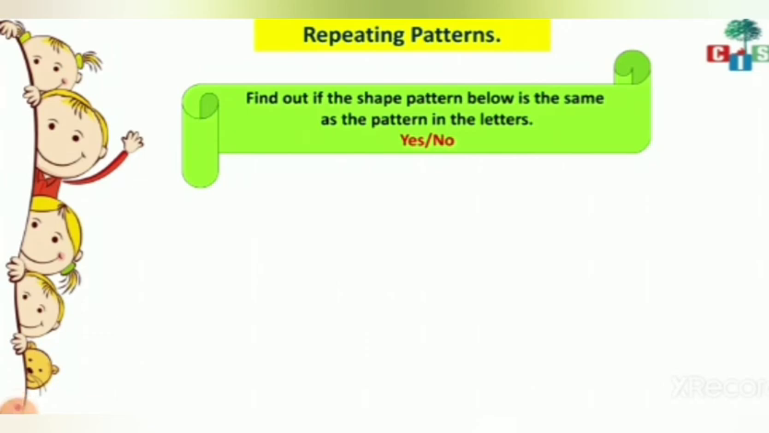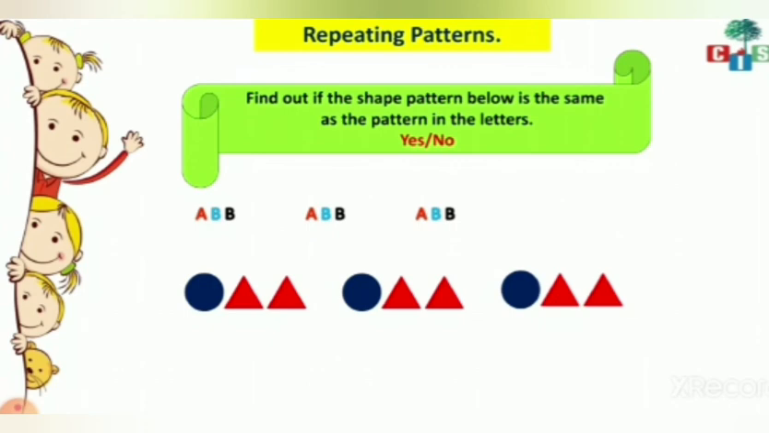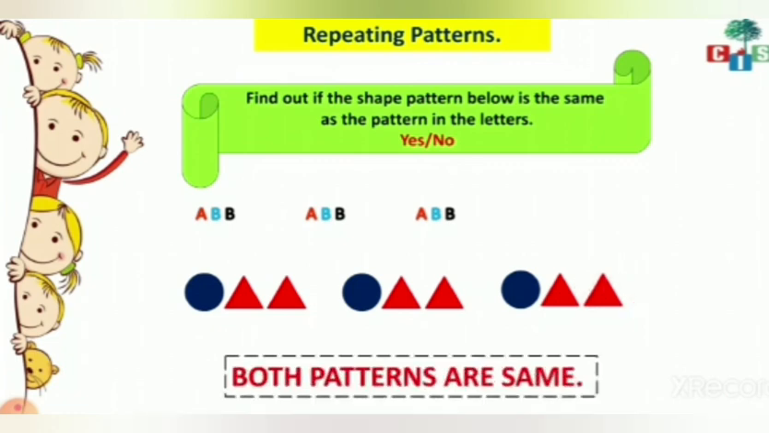If you look at the slide, it says: find out if the shape pattern below is the same as the pattern in the letters. Yes or no? Let's find out. Here it is A and then B, B. It's repeated, right? A, B, B. A, B, B. Now let us look at the shape. Can you see? It is repeated. First is a circle, then triangle, then triangle. Circle, triangle, triangle. Circle, triangle, triangle. Both patterns are the same. So the answer is yes. Now let's look at the slide.